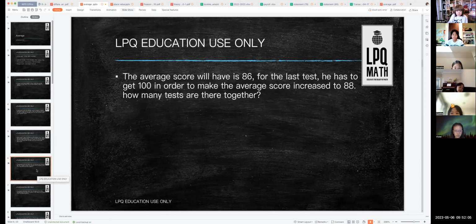Okay, so let's take a look at this one. The average score William has is 86. For the last test, he has to get 100 in order to make the average score increase to 88. How many tests are there together? Okay, everybody, think about it.